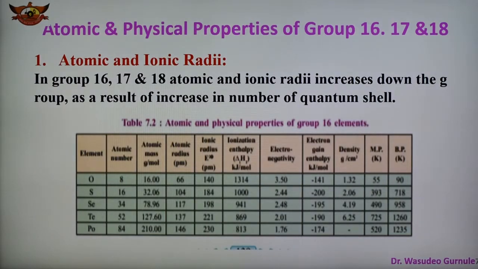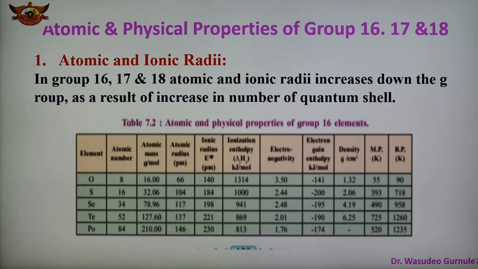Now, some atomic and physical properties of group number 16, 17 and 18. In the case of physical properties, there are four important properties: first is the atomic and ionic radii, second is the ionization potential, and third is the electronegativity and electron gain enthalpy. So these are the properties we are going to discuss, and first, a table is also given here for all three.